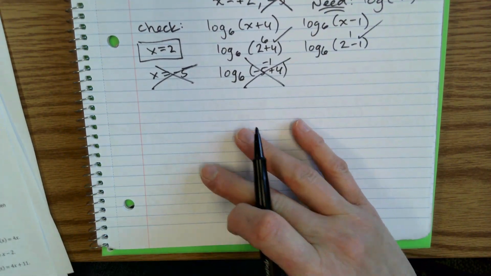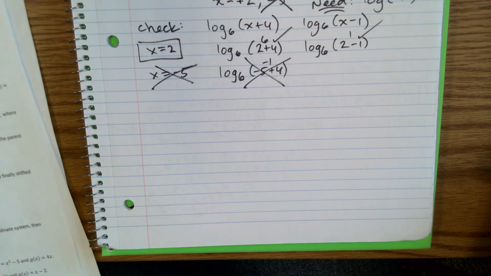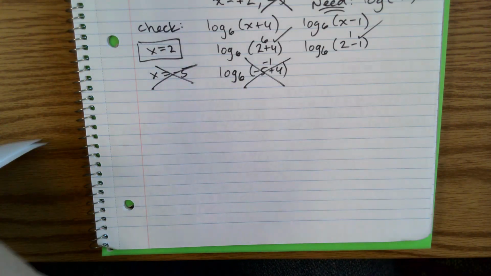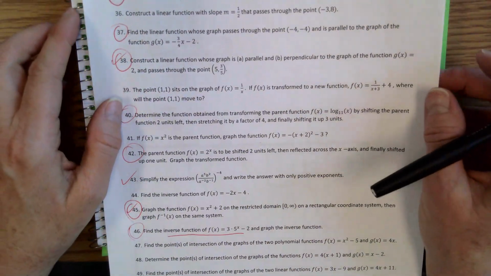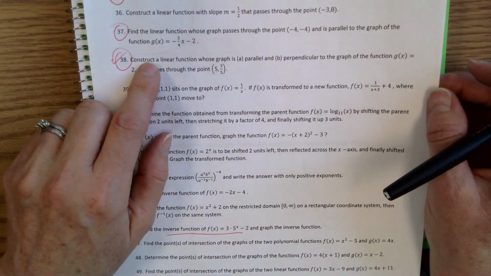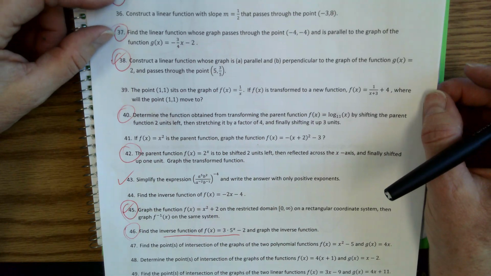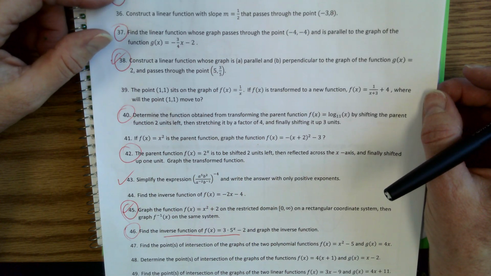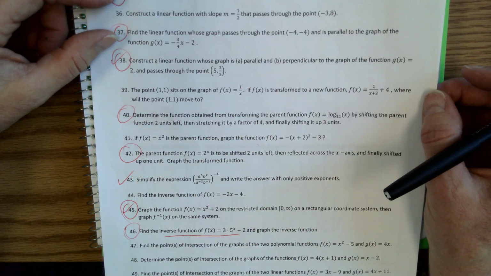Okay, next. The next few are lines again. Maybe we'll skip these. Let's just talk about, I think we're going to do 38 because that's a trickier one. But let's talk about how to do these.